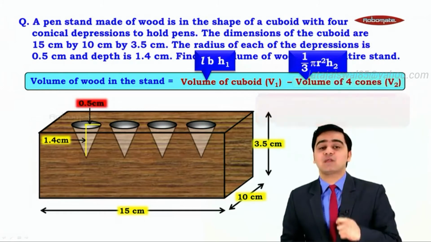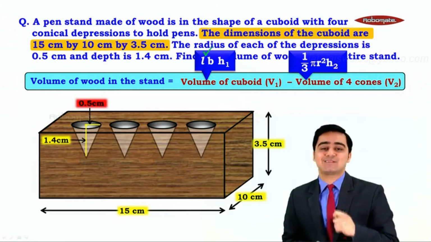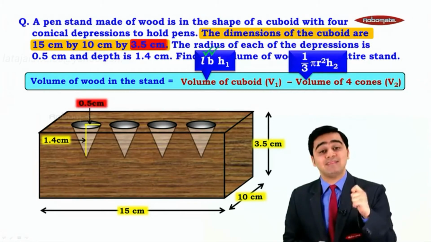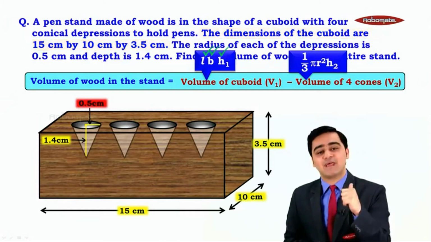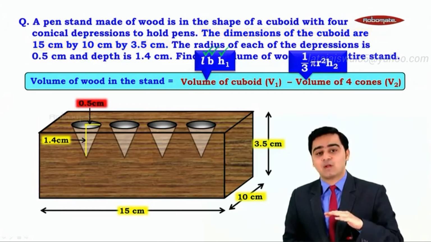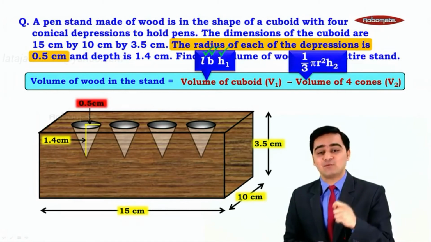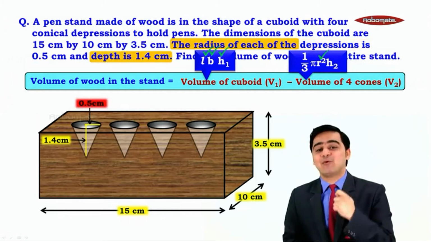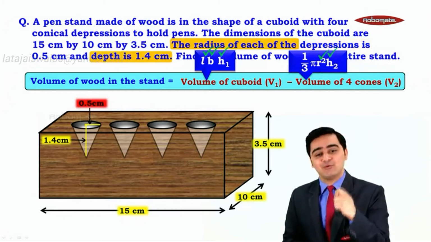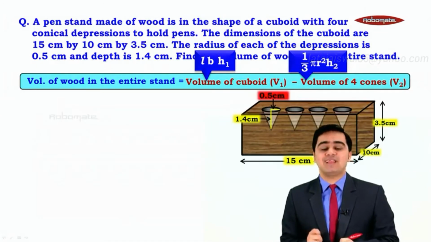Now, let's focus on the given information. We have the dimensions of the cuboid, wherein the length is 15, the breadth is 10, and the height is 3.5. So, we can say that we have L, we have B, and we have H1. Let's focus further. We have the radius of the cone as 0.5. So, we can say that we have R. Also, they have given us the depth of the cone equal to 1.4. So, we have H2 as well. So, now let's focus on the calculations.